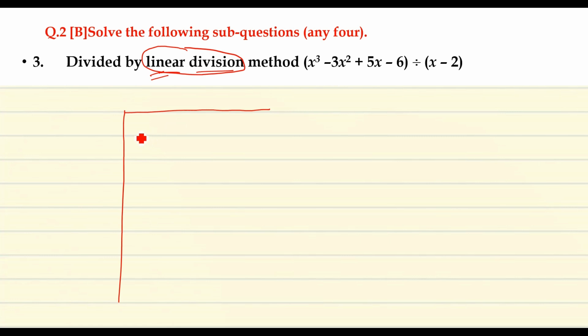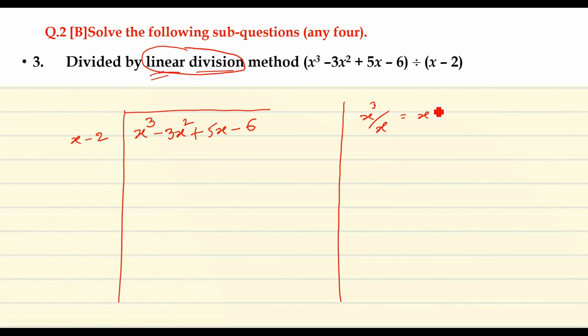Now here the polynomial is x cube minus 3x square plus 5x minus 6 divided by x minus 2. Now we are showing each question step by step. The first term is x cube divided by the first term x, so I will get x square. So in the quotient you will write x square. Whatever x square you got, you will multiply by it. So this is x cube minus x square multiplied by 2, it will become 2x square.